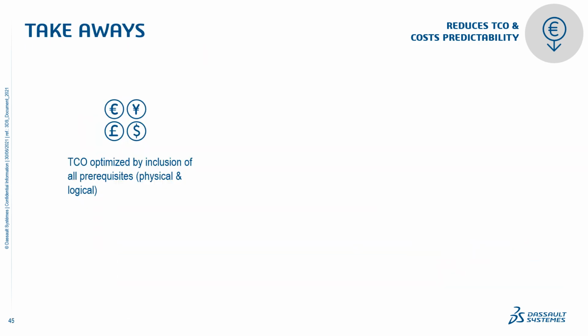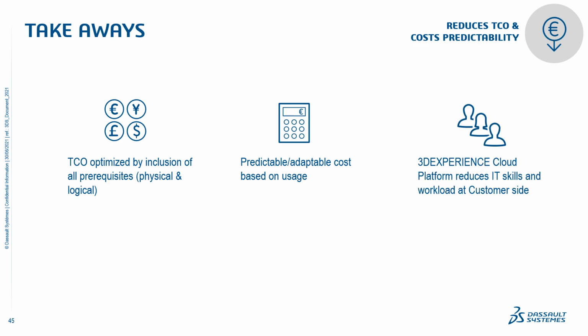Let's review the various takeaways on TCO reduction and cost predictability. First, the TCO is optimized by including all of the prerequisites, be they physical or logical. The next one is that the cost is based on usage, so it's predictable and very flexible. Finally, the 3D Experience Cloud Platform reduces the IT skills needed in-house and the workload on the customer side.